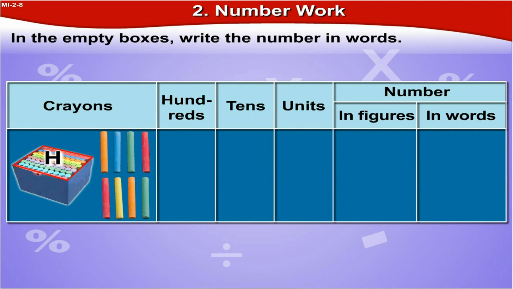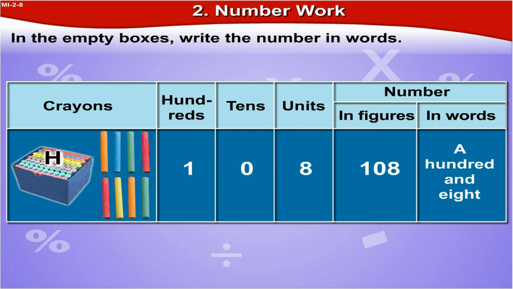A box of 100 crayons and 8 more crayons. Well, that means it is 1 hundred, 0 tens, 8 units. In figures it is 108. In words it is one hundred eight.